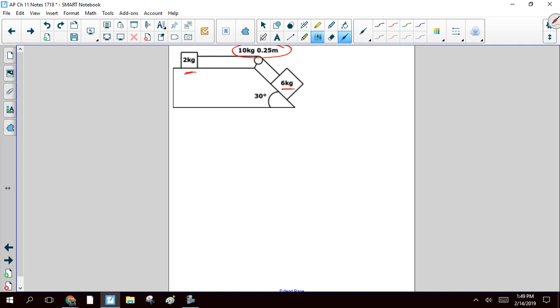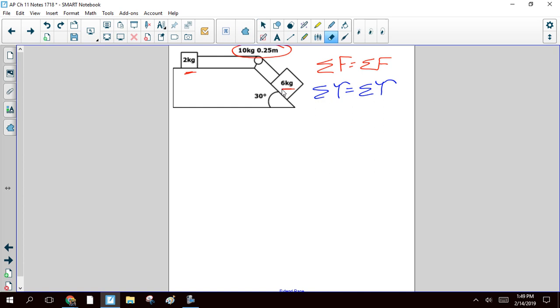So let's see if we can figure out what's going on here. What we're going to do is write, for each component in our system, either a net force equals net force equation, like we did when we were doing Newton's laws, or a net torque equals net torque equation to deal with the items that are spinning rather than moving. That is the deal.